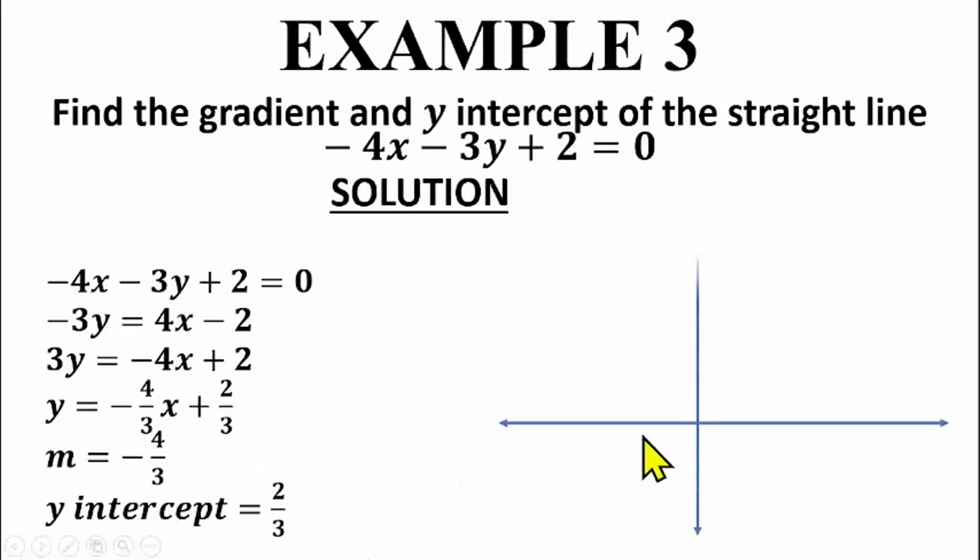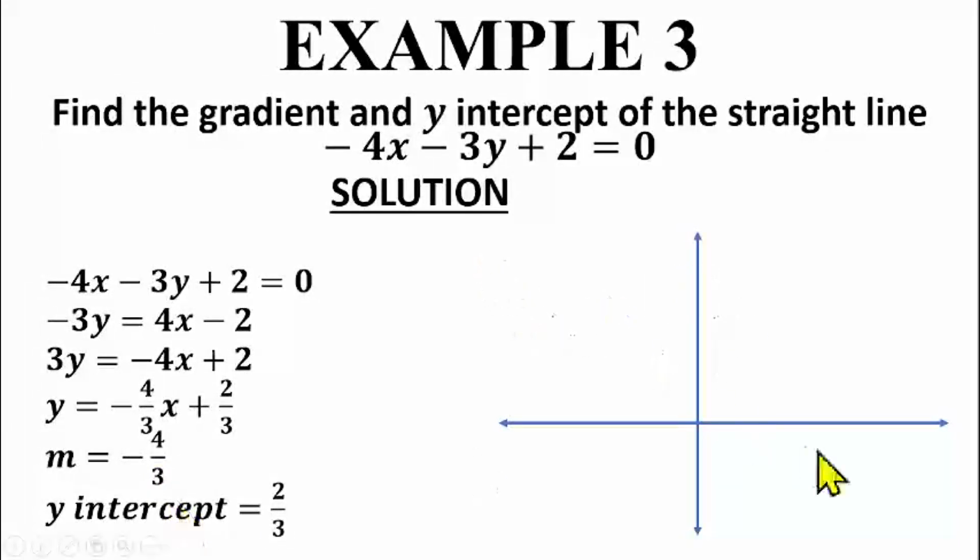Let's try to scale the graph also, in case you have to do that. Draw your axes, and after drawing the axes, I want to ask you, how would the line go? What do you think? Will it go like this, or will it go like this? It's going to go like this because our gradient is a negative gradient.